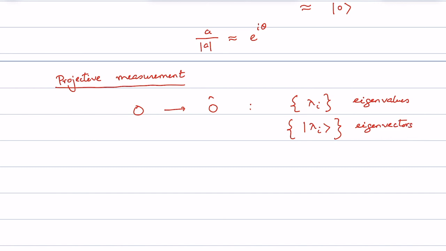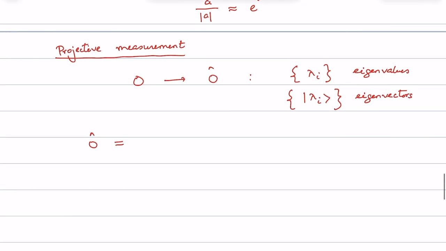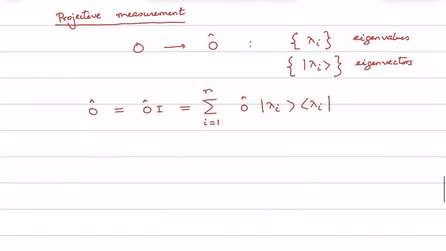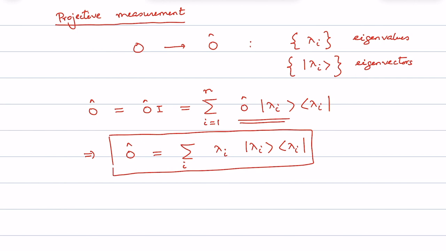In that case, I can now represent this operator by the so-called spectral decomposition. This we have done, and it's very simple also. You can have the sum over i from 1 to n of |λ_i⟩⟨λ_i|, which is the completeness condition I'm using, applied to O. Because the eigenvalue equation is going to be satisfied, I can write the operator O cap as the sum over i of λ_i |λ_i⟩⟨λ_i|. The operator I can represent in this form is known as the spectral decomposition of the operator O.